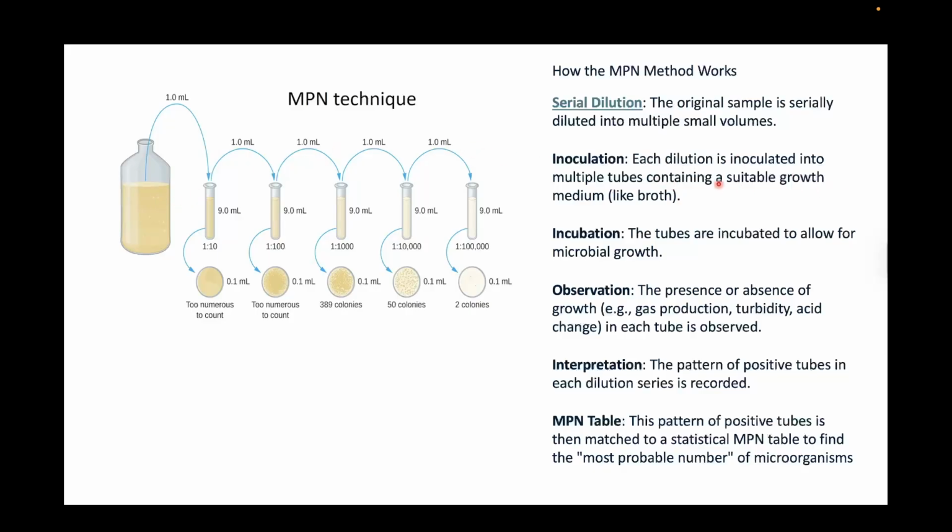Each dilution is inoculated into multiple tubes containing a suitable growth medium like LB broth. The tubes are incubated to allow for microbial growth, and the presence or absence of growth in each tube is observed. The pattern of positive tubes in each dilution series is recorded, and this pattern of positive tubes is then matched to the statistical MPN table to find the most probable number of microorganisms. So this is the technique which is primarily used to identify the count or the number of microorganisms even in low concentration cultures.